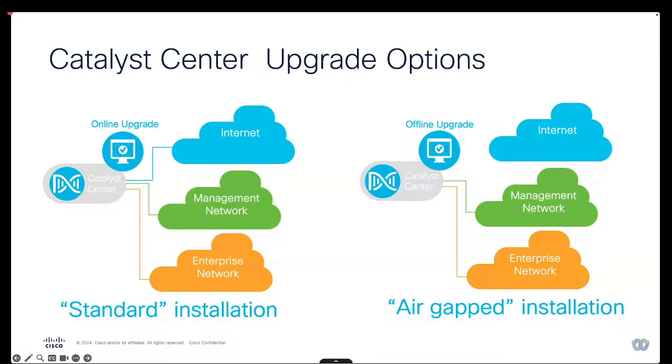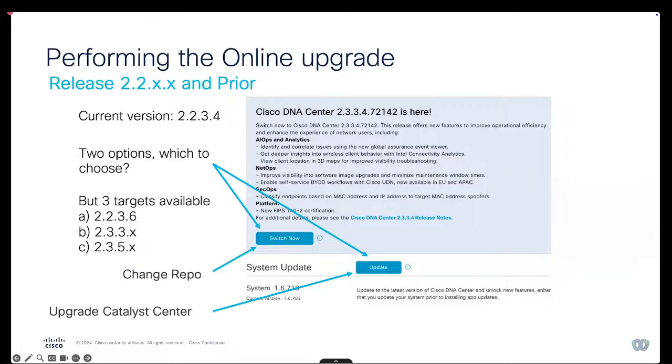So of the two options that we have, if we go for the first one, the online upgrade, if you are on prior releases, you will be able to see a banner if you go to the software upgrades on your Catalyst Center, telling you the new latest release is here for the specific version you are moving from, right? So as an example, we are coming from 2.2.3.4. You can see that there is a latest 2.3.3.4 for it.